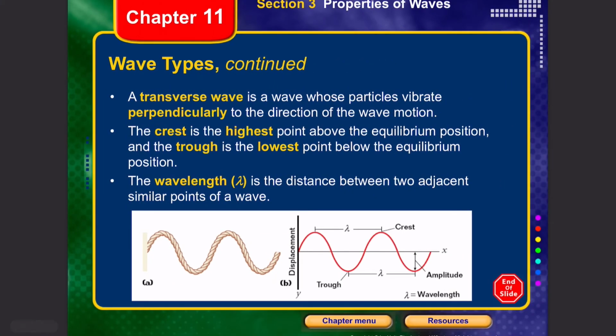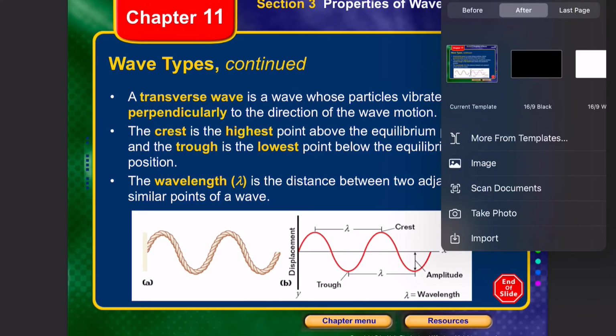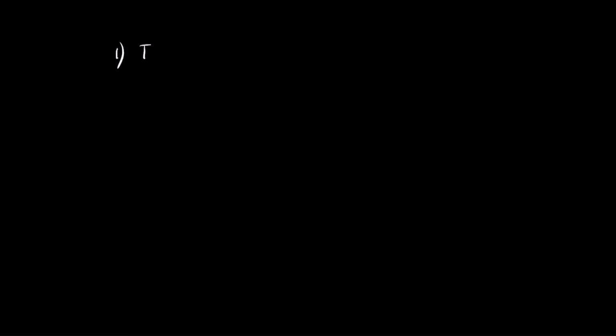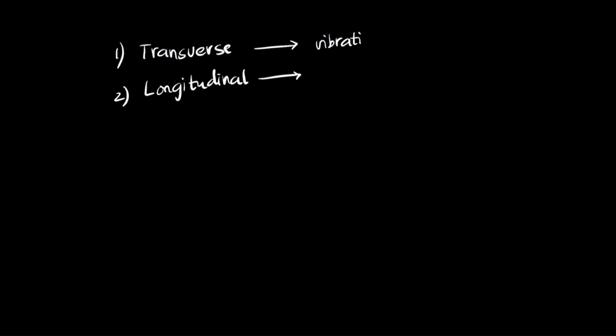So let's talk about two types of waves: a transverse wave and a longitudinal wave. These are the two types of waves that we generally discuss. They are based on the fact that we have two main factors that affect wave motion. One is the vibration and the other is the direction of propagation.